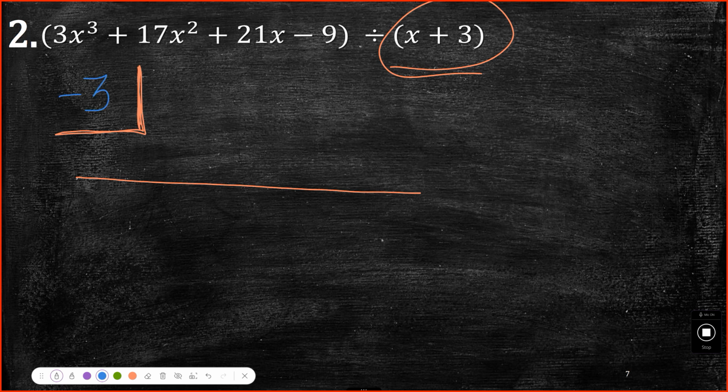Then we put the coefficients here after. It goes 3, 17. Make sure that there are no missing terms, or else you have to put a placeholder. 3, 2, 1, 0. Yep, everything's good. 21, negative 9.